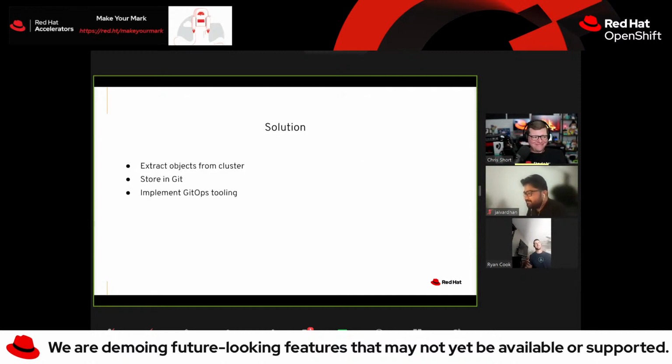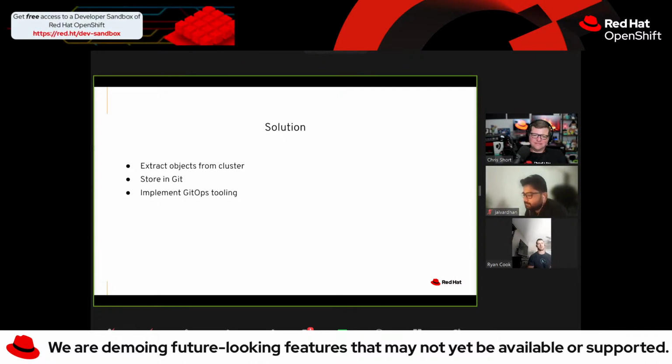So with the solution, what Serena was talking about, what we're going to show today is we're going to extract objects from the cluster. Pretty much what that means is we're going to pull all of the Kubernetes objects that you have access to, that you're permitted to use. So your user account is going to just pull down all of these, store it into a zip file, and then from there you can pull it down to your local system, commit it to Git, and then deploy with the OpenShift GitOps tooling.